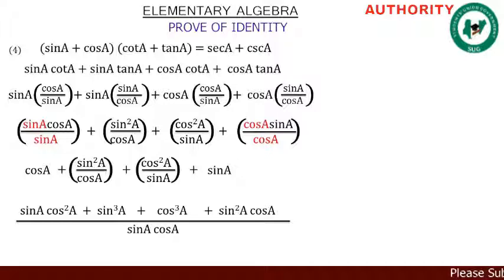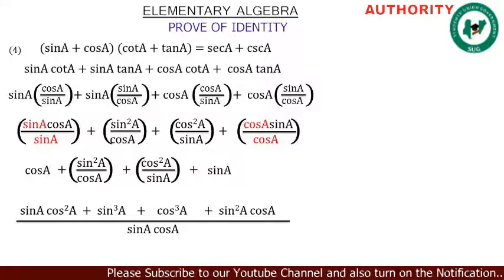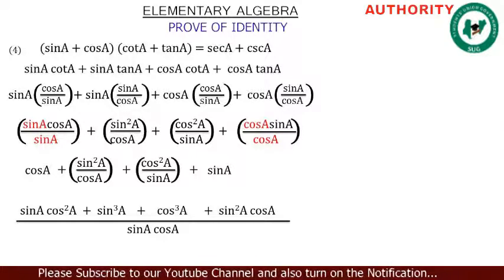Plus sine A cos A divided by 1 is cos A sine A. And then times sine A is going to give you sine squared A cos A. Alright, good. Now, we have sine A cos squared A plus sine cube A plus cos cube A plus sine squared A cos A, all over sine A cos A. Alright, good.